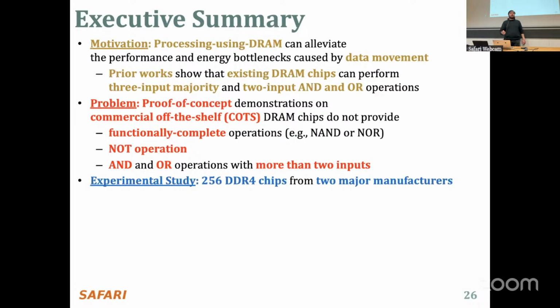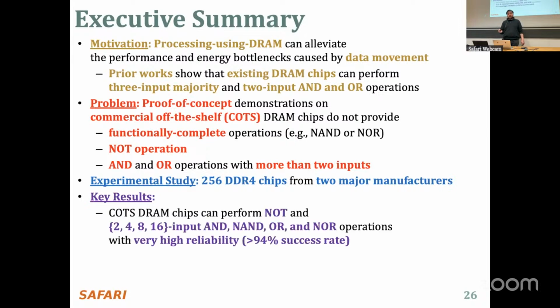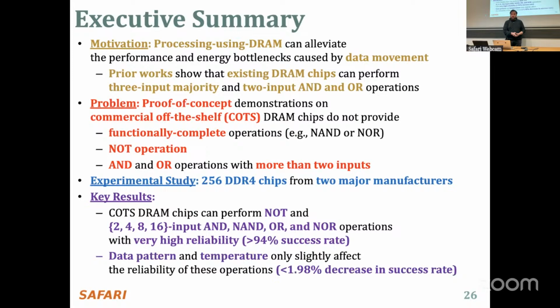In this study, we tested a total of 256 DDR4 chips from 2 major manufacturers, and we observed that off-the-shelf DRAM chips can perform NOT and 2, 4, 8, and 16-input AND and OR and NOR operations with very high reliability. A data pattern and temperature only slightly affect the reliability of these operations.